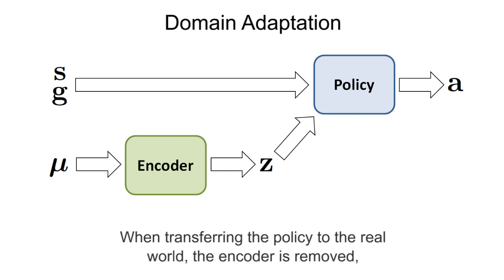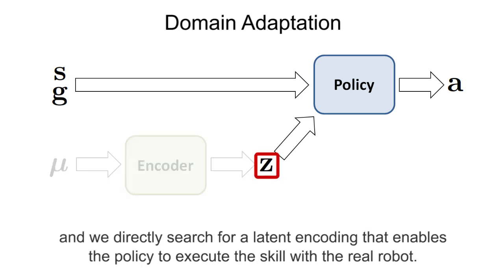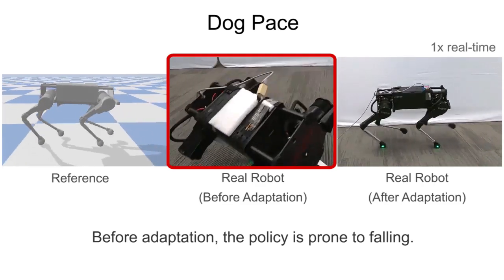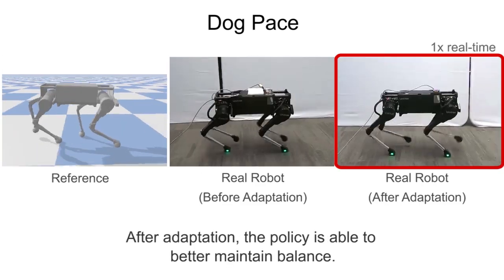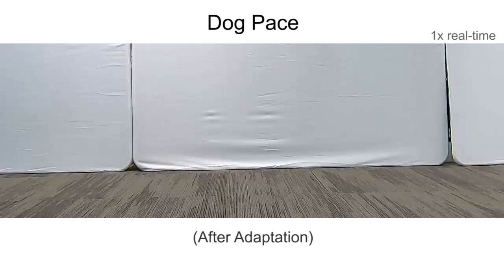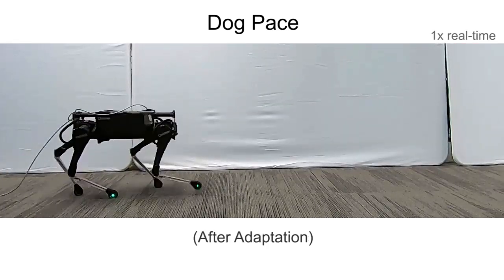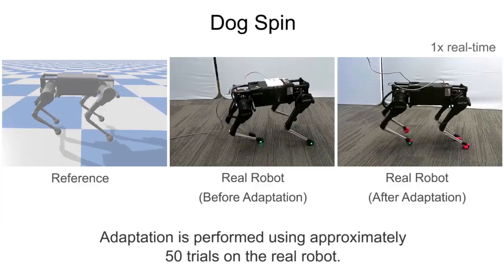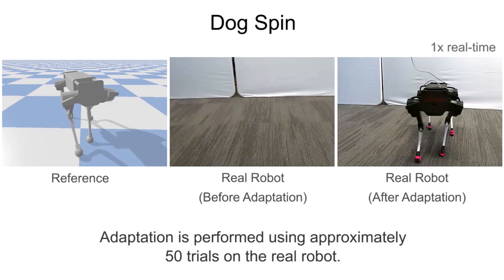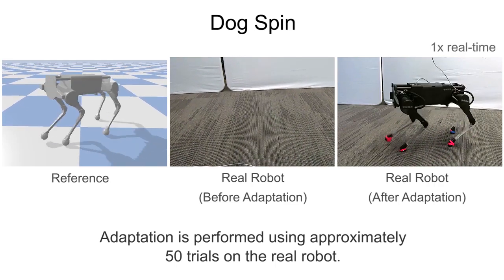When transferring the policy to the real world, the encoder is removed, and we directly search for a latent encoding that enables the policy to execute the skill with the real robot. Before adaptation, the policy is prone to falling. After adaptation, the policy is able to better maintain balance. Adaptation is performed using approximately 50 trials on the real robot.